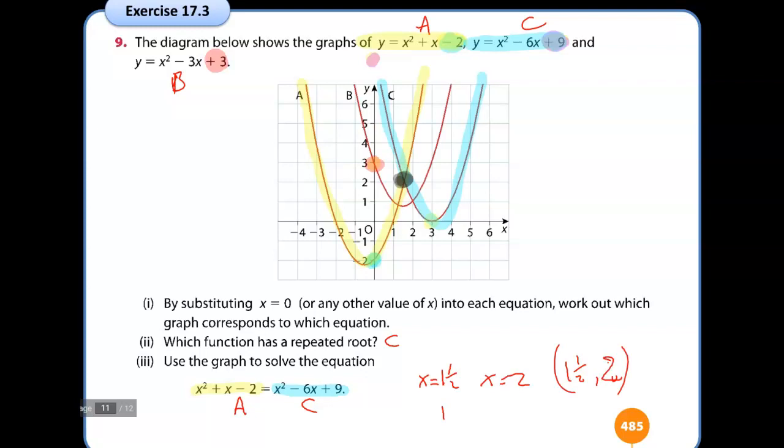The y is equal to 2. The solution is 1.5. That's the actual answer to the question. That's the value that works. There are other ways of doing it. You can sit and try and solve the equation. It says to use the graph to solve the equation, but I could use algebra. That's the answer to question 9.